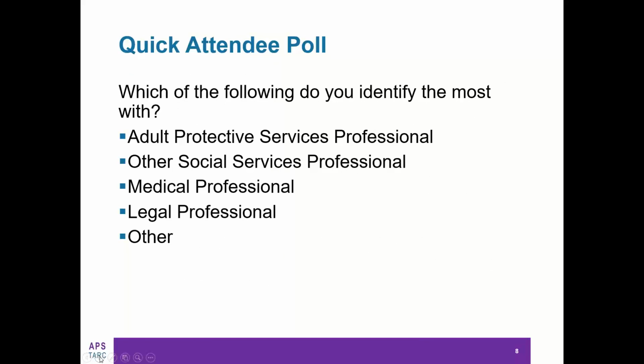So we have a quick poll to get a better idea of who we have in today's audience. Andy, would you please launch that poll? Certainly, I'd be happy to do that. So I've launched that poll, and it is open on your screen right now. And the question is, which of the following categories do you identify the most with? Do you consider yourself an adult protective services professional, other social services professional, a medical professional, legal professional, or other if you don't fit any of those categories? We will leave this up for a few more seconds to give everybody a chance to respond. You can vote by clicking directly on your screen.